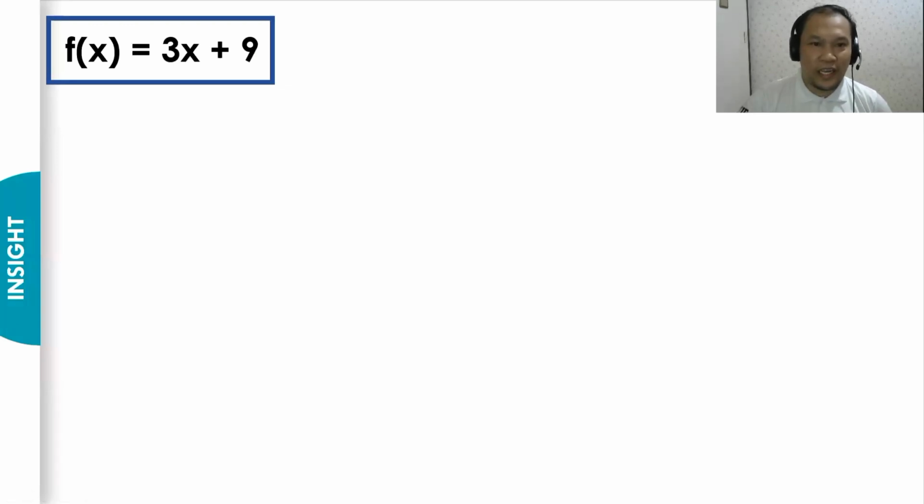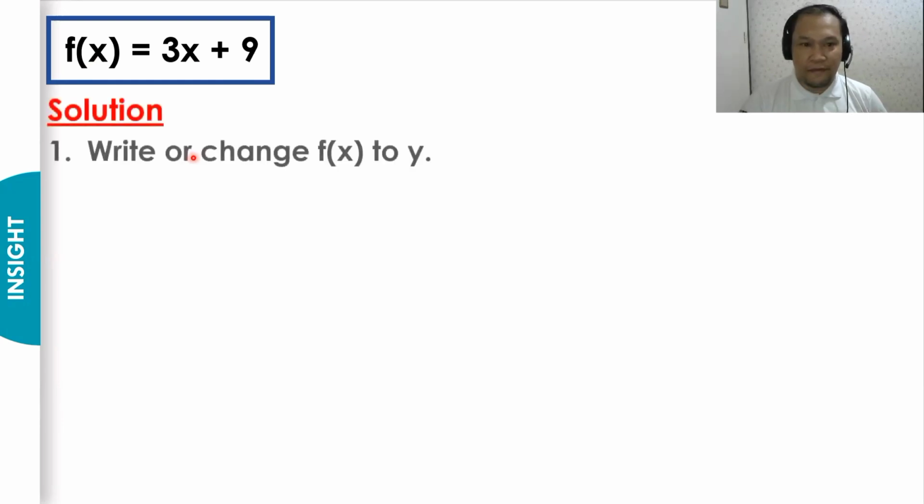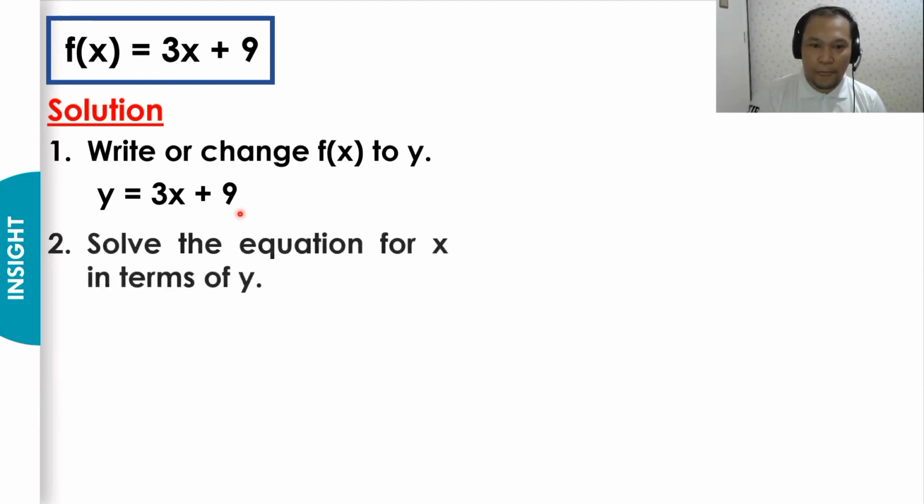The first one is f of x is equal to 3x plus 9. Now, using the three-step rule, we do have the first one, write or change f of x to y. That is, this f of x will be written as y, and then we copy is equal to 3x plus 9. Then after that, we are going to solve the equation for x in terms of y.